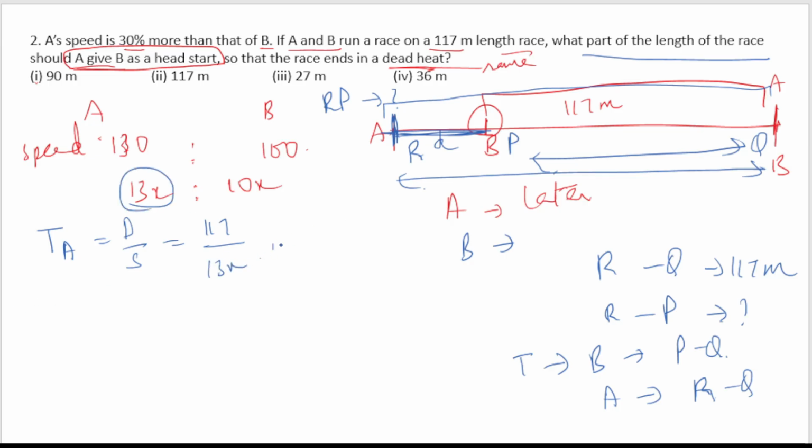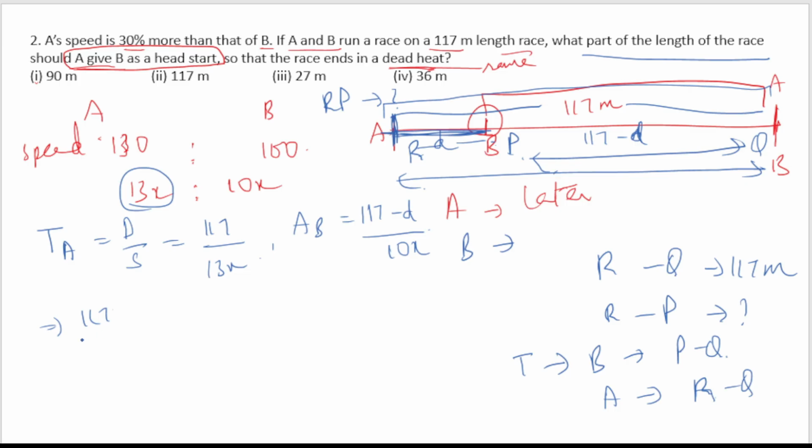And what is the time taken by B? Distance traveled by B is from P to Q. See, the full length is 117 meters, and from R to P it is D. So from P to Q it will be 117 minus D. This is the distance traveled by B. 117 minus D divided by the speed of B, which is 10x. Now we will equate these two.